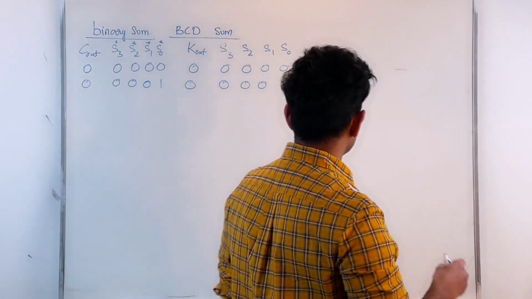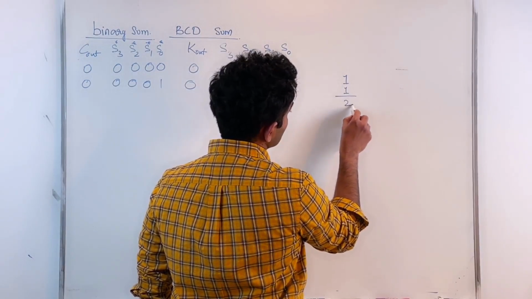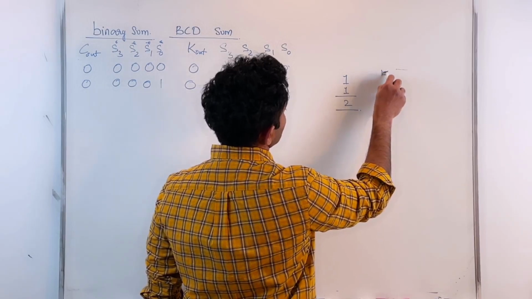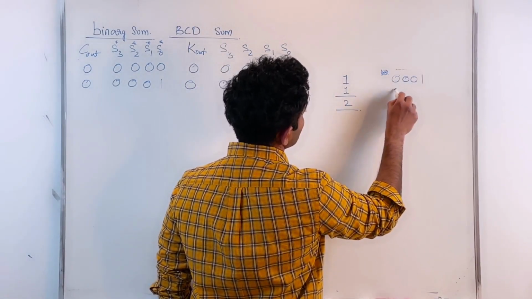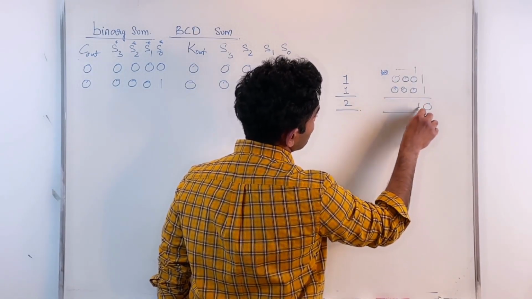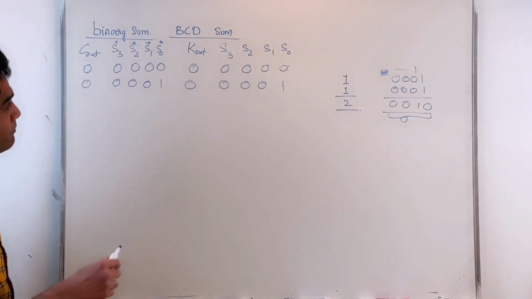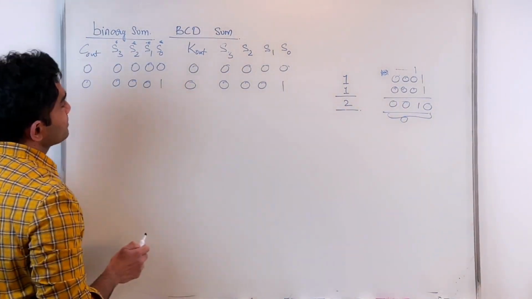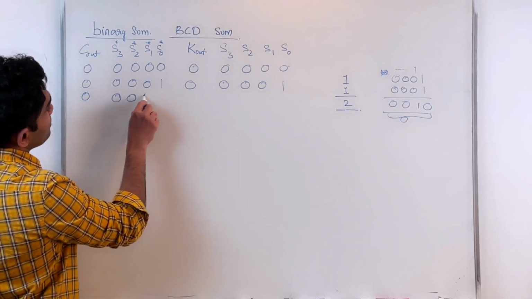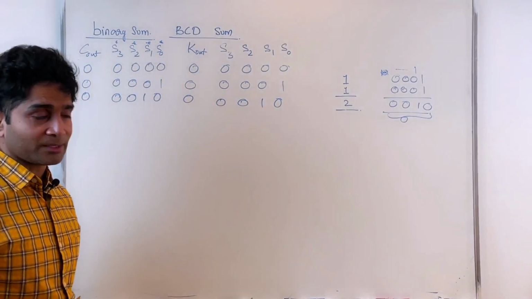What about 1 plus 1? 1 plus 1 is 2. That's my decimal sum. And my binary sum would be 0, 0, 0, 1, 0, 0, 0, 1. I'm adding these together. 1 plus 1 is 0, 1. That's my binary sum, which is the same as my decimal sum. No worries there. So 0, 0, 0, 1, 0, 0, 0, 0, 1, 0. Perfect. Nothing wrong there. Okay.